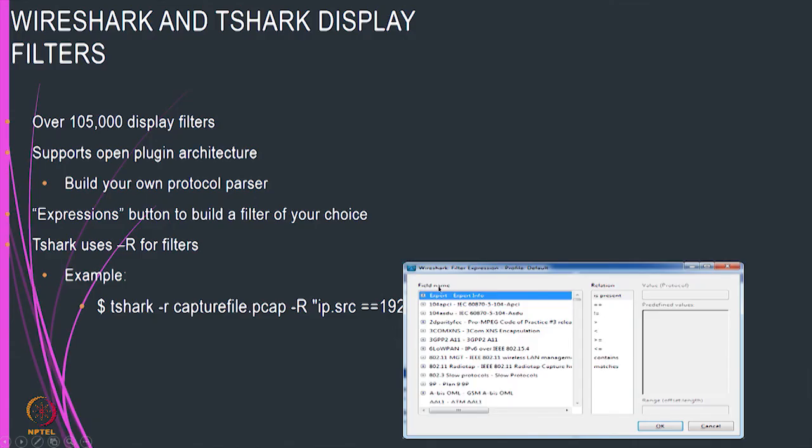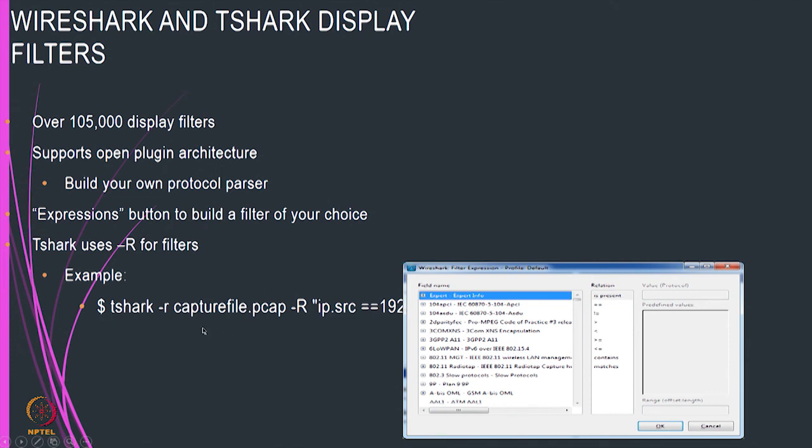Here is an example of how a WIRESHARK filter expression can be done. We had looked at filters and told you that we can apply them. WIRESHARK has display filters for many of the standard protocols. Since WIRESHARK has an open plugin architecture, you can build your own protocol parser, and you can also build expressions of your choice.